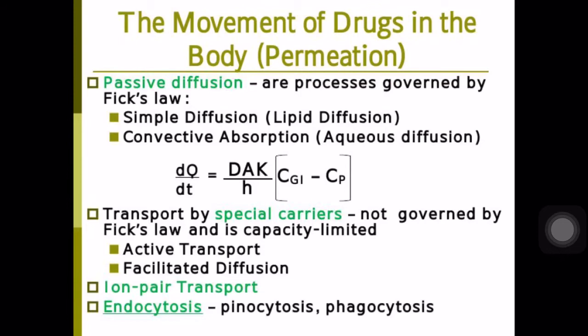Remember class ha, you have passive diffusion does not need a carrier. Okay, it is not saturable. Wala siyang kailangang isaturate na carrier, na transporter, na channel. While your special carriers, your active transport needs ATP, your facilitated diffusion needs a channel. Okay, so kailangan nila ng mga carrier ito.